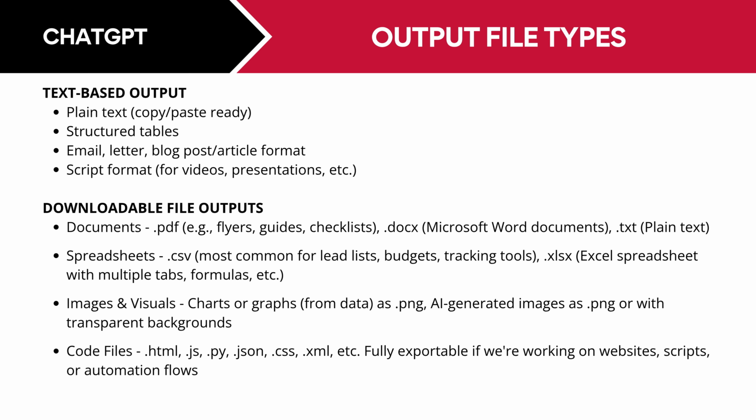So downloadable types are documents, flyers, checklists, spreadsheets. You can create code for your website, JSON, HTML codes, the images, visuals, charts. So a lot of different things that you actually can get that would take you probably hours, if not days, to complete. This is why you have to use AI to your benefit. There's a lot of different things that you actually can use with it.